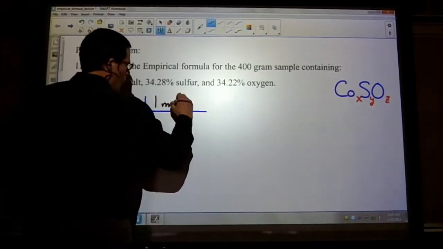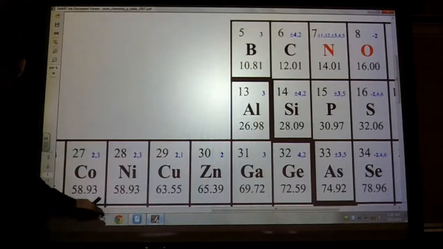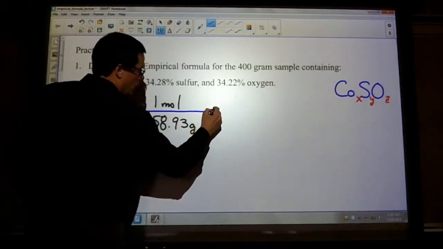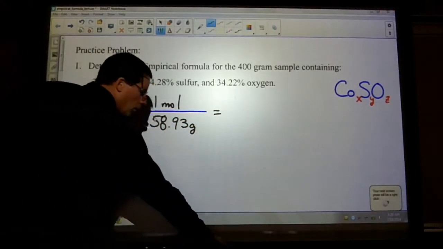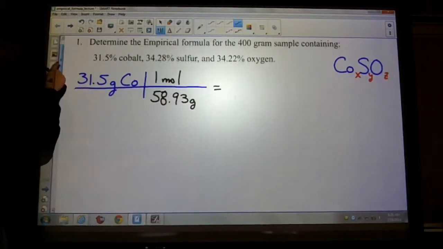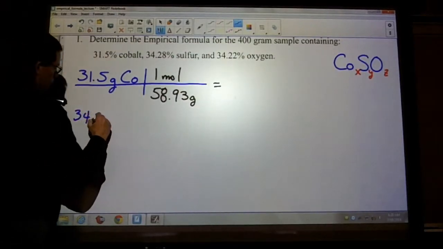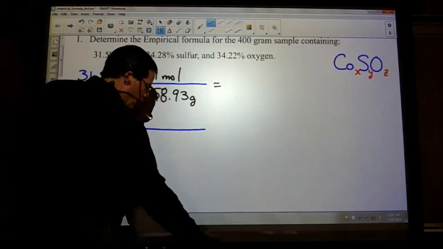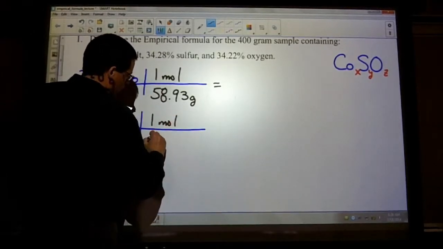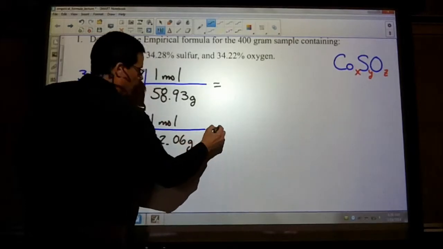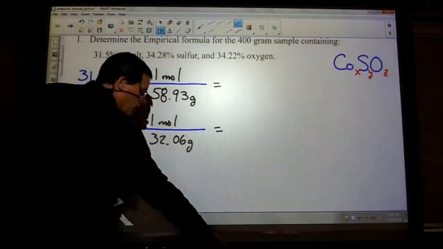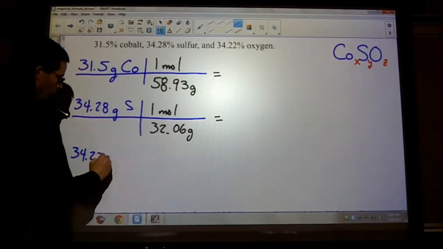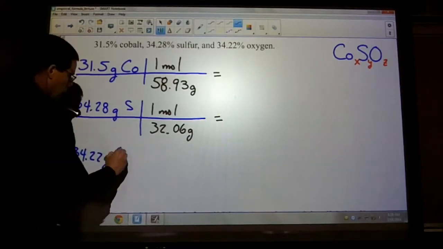So if I have 1 mole of cobalt, and what was the molar mass? I didn't look at that. 58.93. So I put my 58.93 there. And that'll give me a number of moles. Okay, and then I'll do the same thing with the sulfur. So sulfur is 34.28%. We'll make that out of grams. And the molar mass for sulfur is 32.06 grams, and we'll find out how many moles that is. And oxygen is 34.22% or 34.22 grams in this sample.